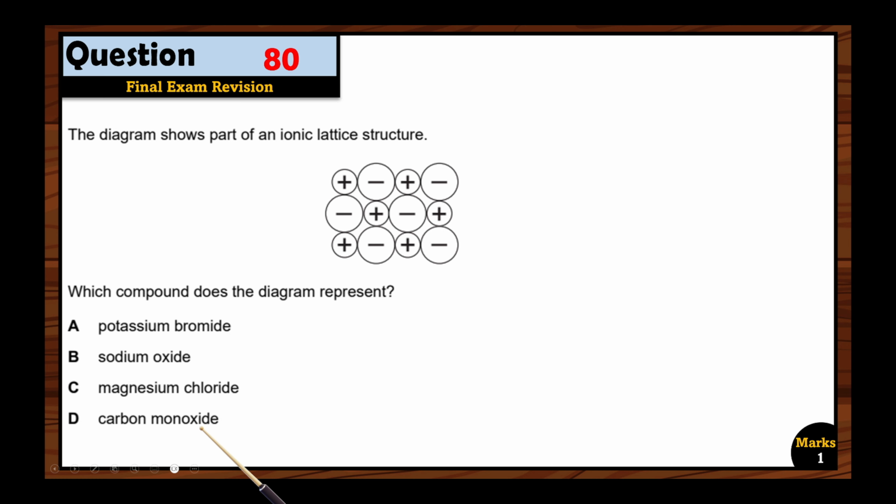Molecule, a covalent compound. So covalent compound rejected. So A, B, C can be right. Now let's see the structure. If you see the ion structure, the positive ions are small and the negatives are big, right? The negative ion is bigger.